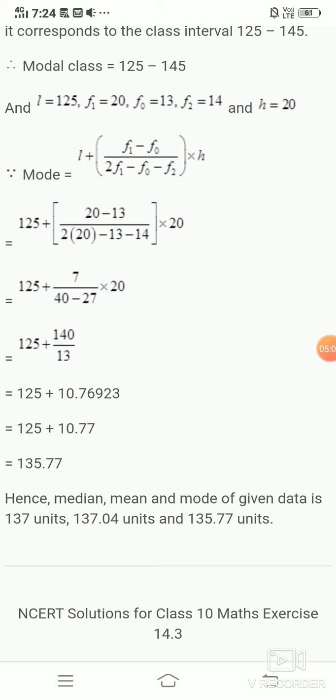So compare all those numbers. They are nearby: 135, 137, 137.4 and 135.77 like that. Using this, their relation you can also find. So the mean, median, mode relation you can also use, right?